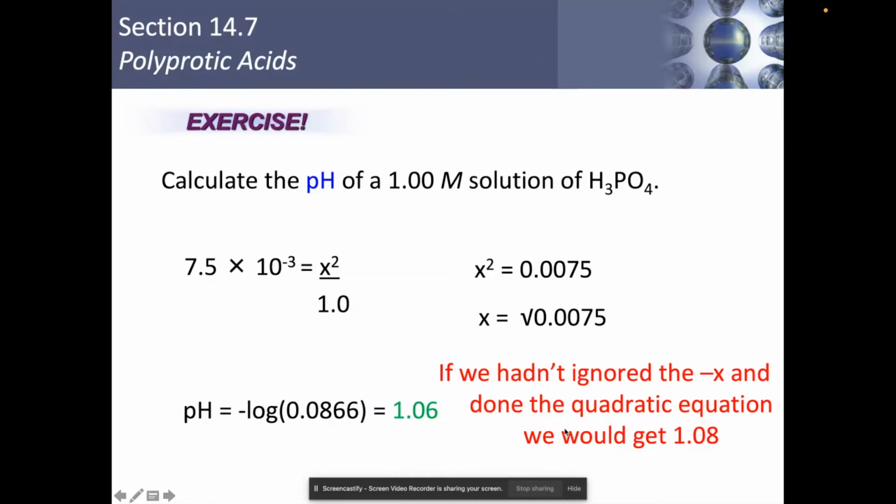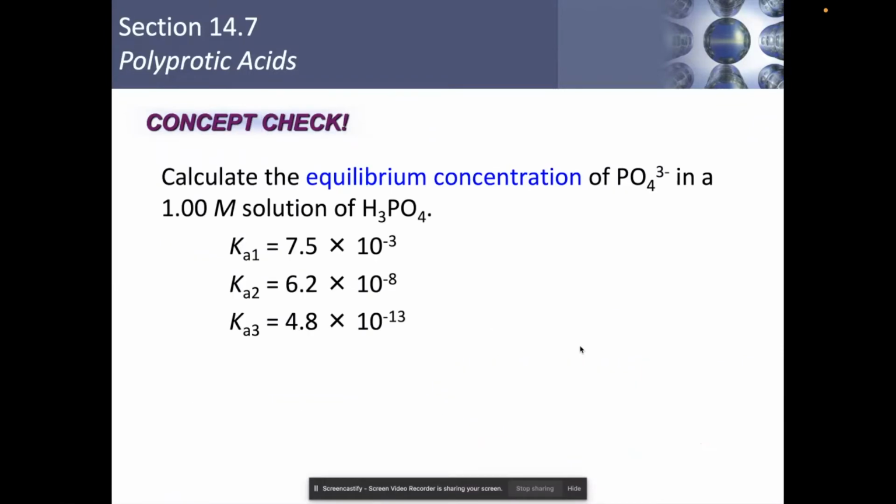Again, if you don't believe me, you can add the minus x and solve using the quadratic equation instead, like we did in chapter 13. So again, if you need a review or a refresher on the quadratic equation, feel free to go to chapter 13's video because that's where we went through the whole quadratic equation step.